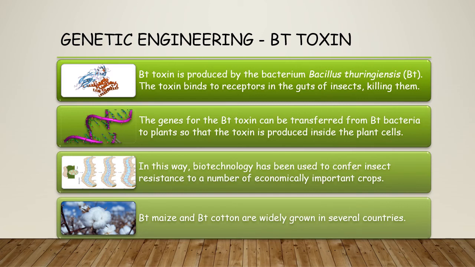So we've got things like Bt maize, so again, corn as we know it, and cotton. They're widely grown in several countries, and they have within them that toxin which kills off the pests without having to spray them with chemicals.